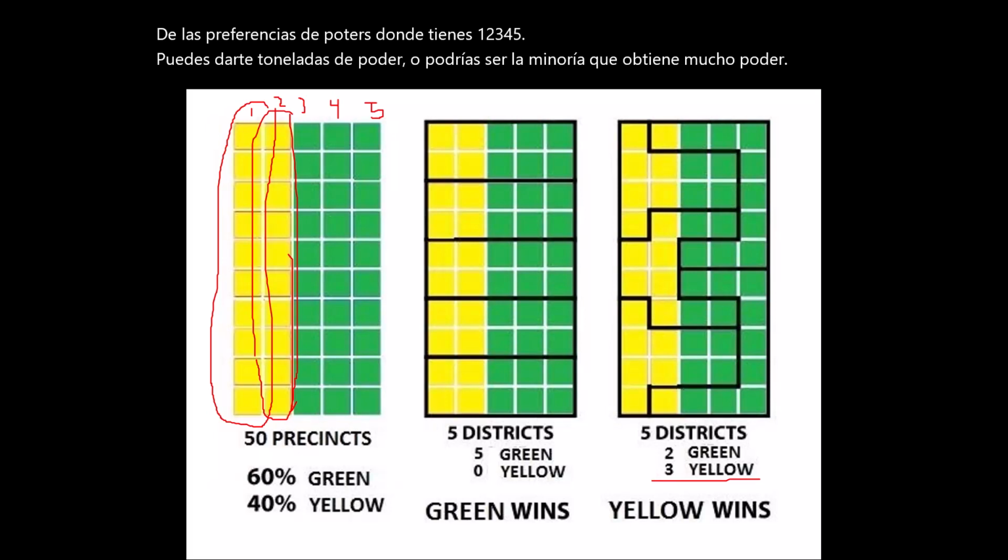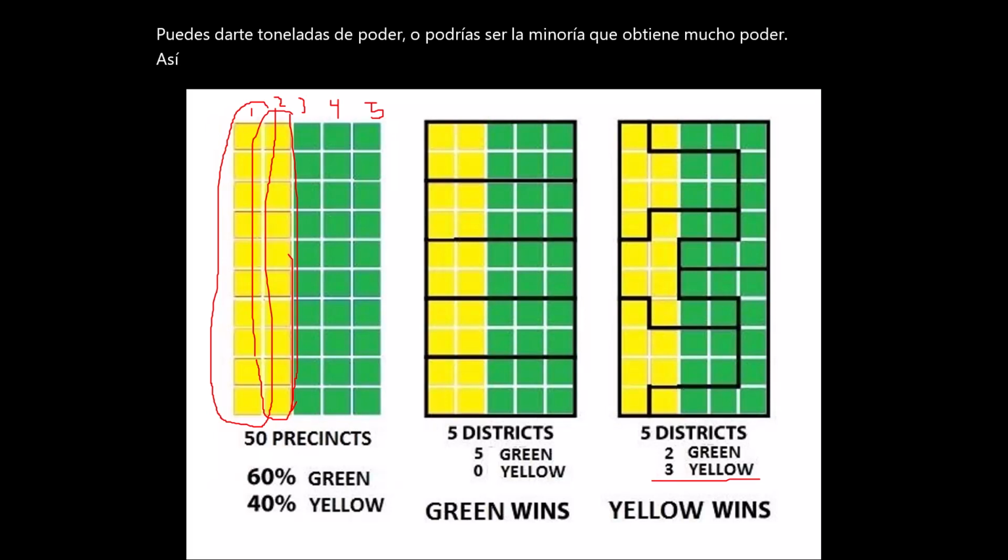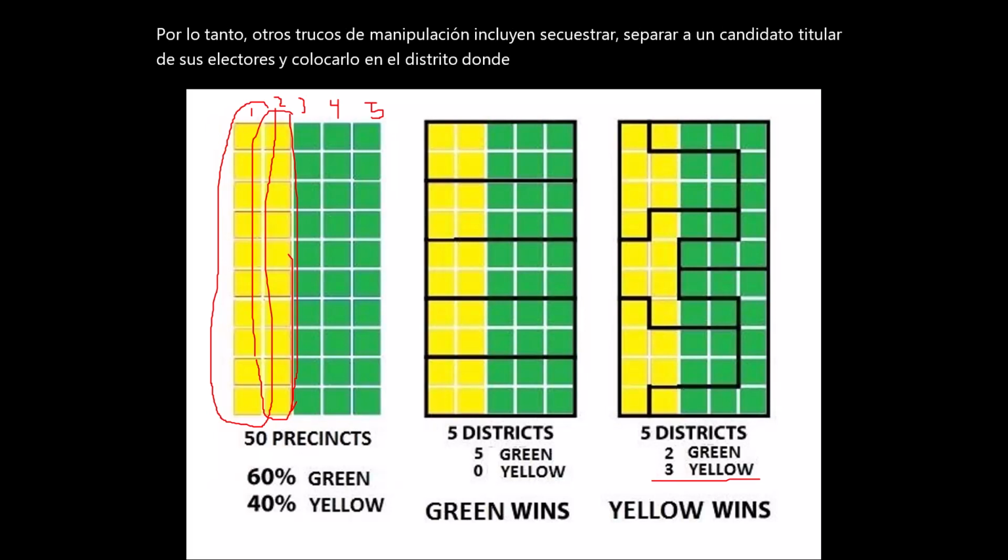So, other gerrymandering tricks include hijacking, separating an incumbent candidate from his constituents and placing him in a district where he has no recognition, or drawing 2 incumbent candidates into the same district so they must run against each other.